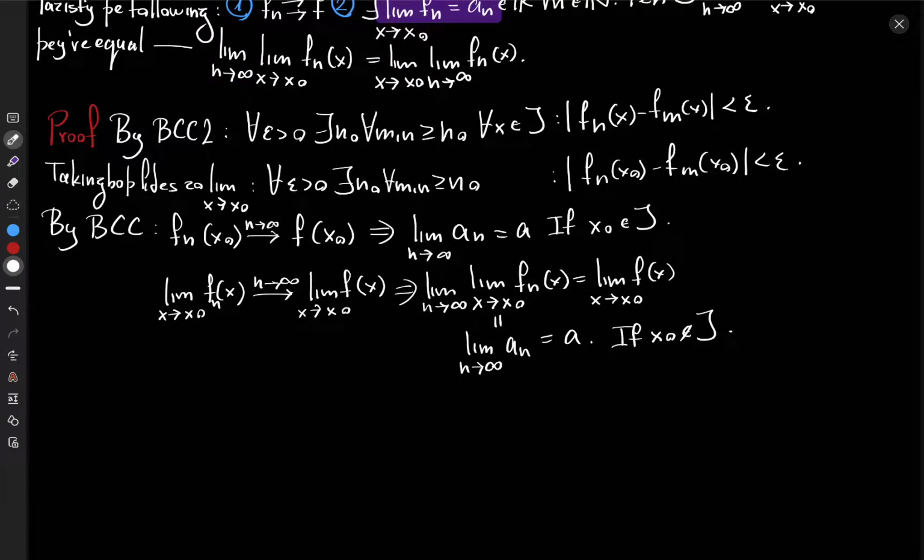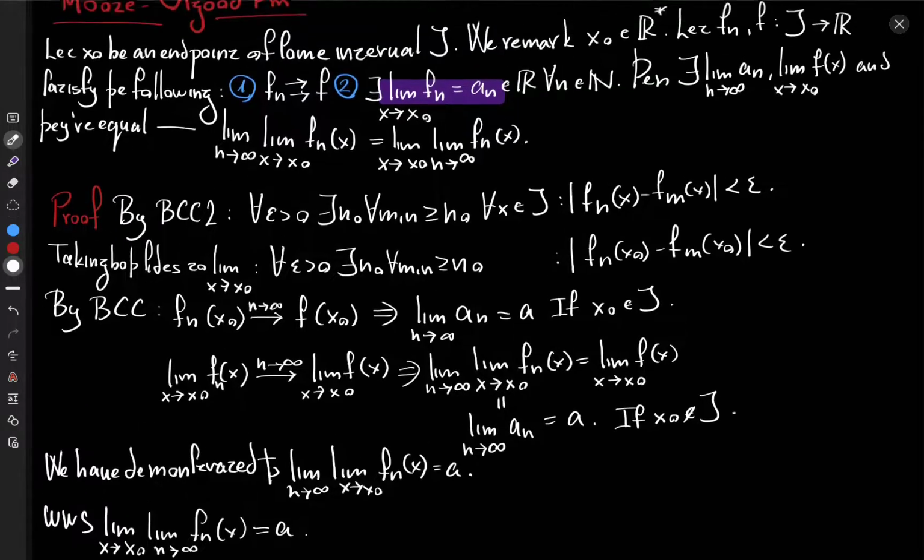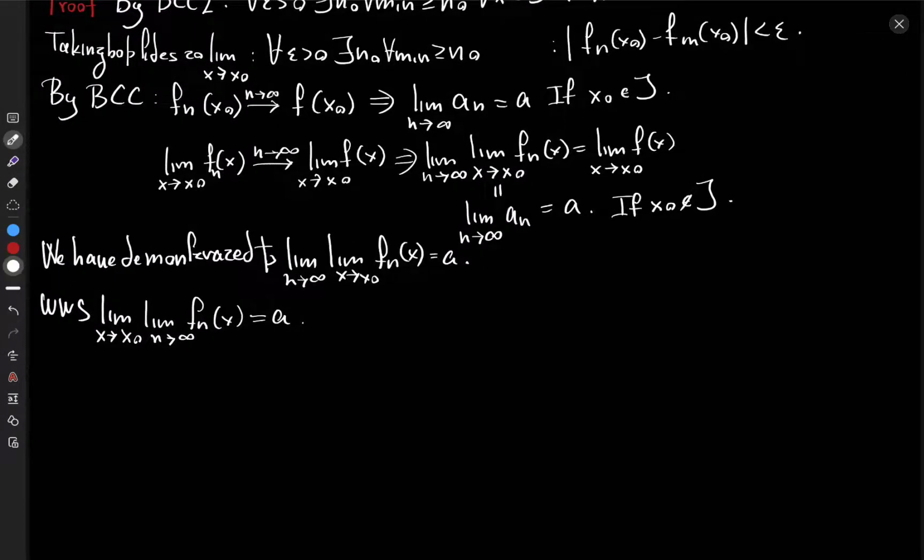Well, okay, so we have demonstrated that the limit as n approaches infinity of the limit as x approaches x0 of fn of x is equal to a. We now wish to show that the limit as x approaches x0 of the limit as n approaches infinity of fn of x is also equal to a. In other words, that these two are equal, as we claim. Well, how shall we do this?